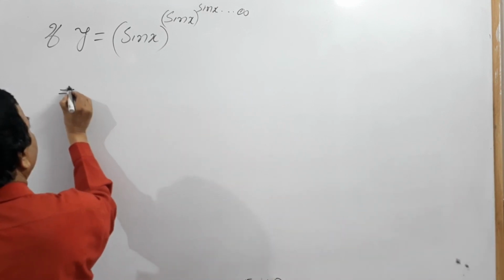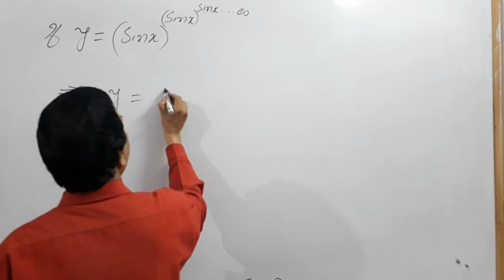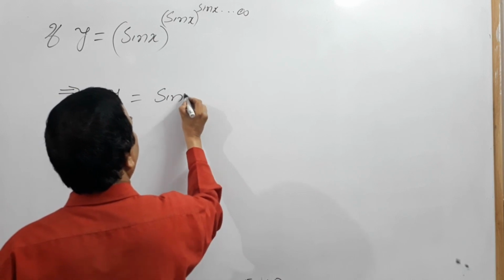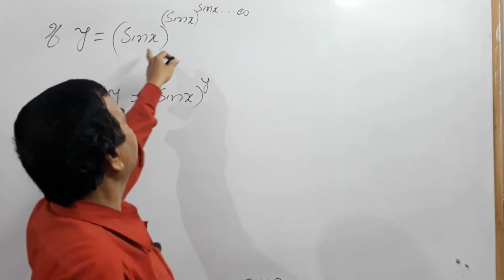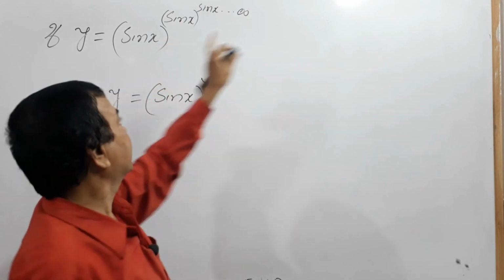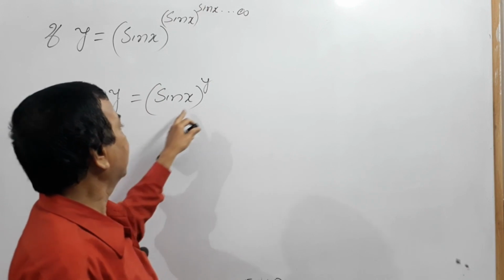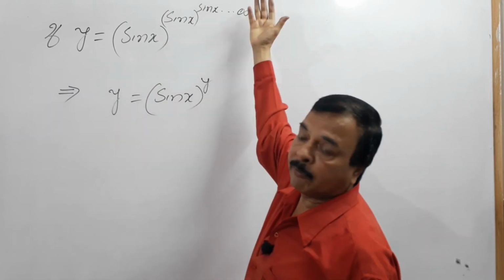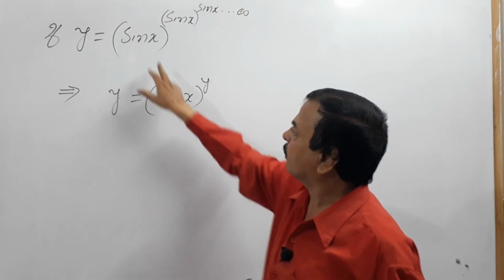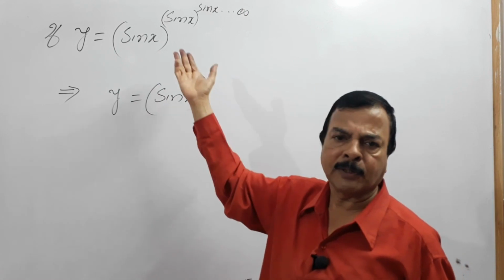Can I write this as y equals sin x to the power of y, because y is sin x to the power, sin x to the power, sin x to the power. So you can write this as y equals sin x to the power y. So whenever you get such problems with infinity, write that y equals whatever is given to the power y. So your problem is solved. You get a lot of problems like this.